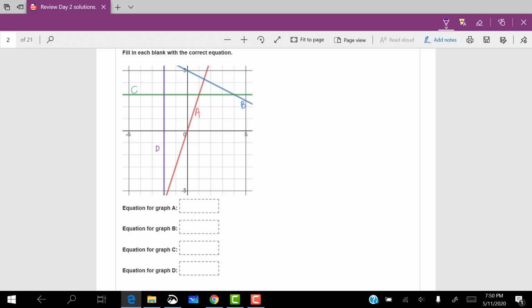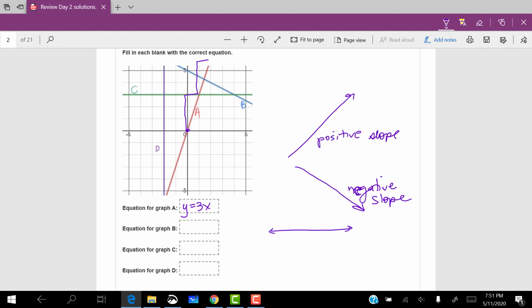For these, you had to fill in the equations or choose the correct equations. So we'll start with A. Remember here we've got a y-intercept of 0, and then the slope goes up 3 over 1, up 3 over 1. So this is going to be 3x. You could say 3x plus 0, but just 3x is fine. Remember that when we're going this way, that's positive slope. This way, negative slope. Horizontal line, 0 slope. Vertical line is undefined slope.